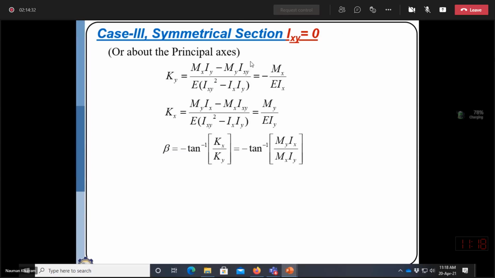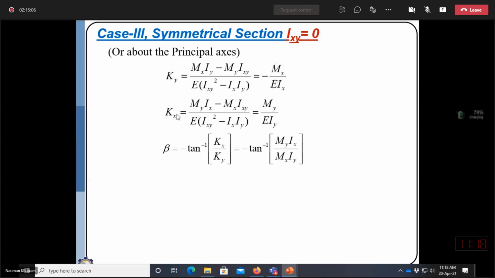So in case of a symmetrical section, this parameter is 0, Ixy, and this parameter will also be 0. Then this Iy will be cancelled out with this Iy. So curvature about x-axis, or in x direction, is equal to minus Mx over EIx. It means that this is the same equation, the simple flexure equation, the same expression that we can take from the flexure equation.